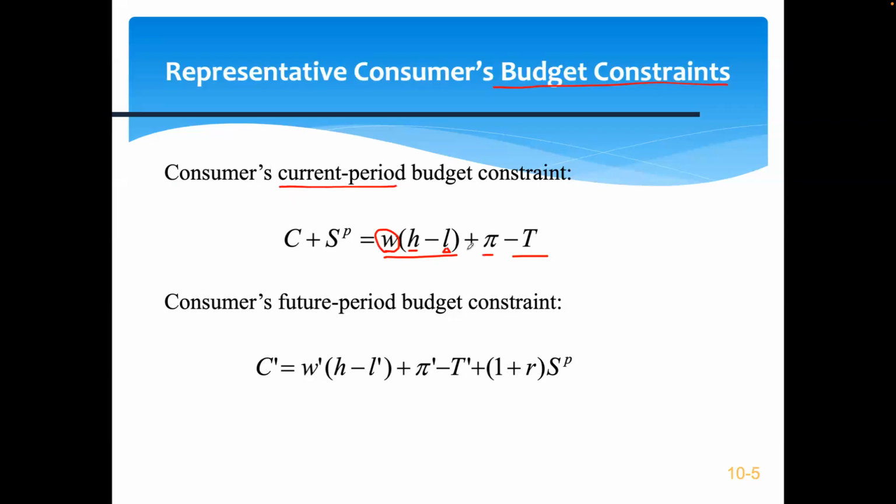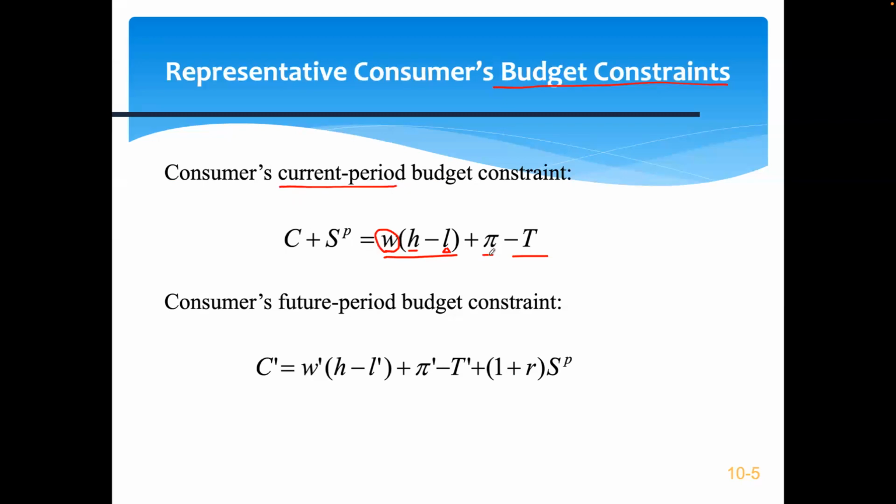So you may want to watch some movies, or spend time with family. Those are not working hours. So H minus L is the hours you can work. But L is your choice, and H is what you are endowed with. W is the wage rate, which, as we are going to see, is determined by supply and demand.